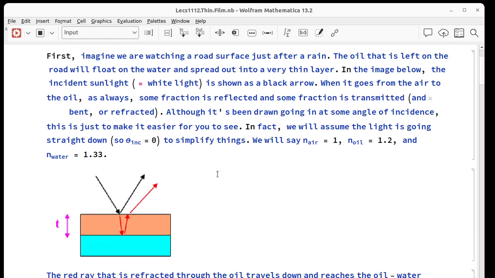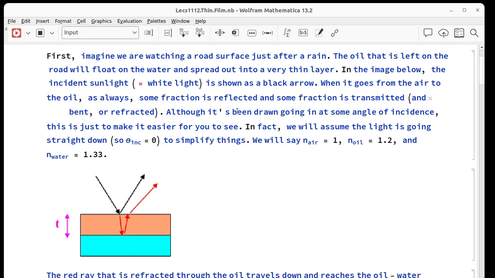So first, let's imagine we're looking at the road right after the rain. If there's oil on the road, the oil will float on the water. The incident sunlight we're showing here is a black arrow. It goes down through the oil, then through the water, and then it would hit the road, which is usually pavement, and when it's wet, it's very black, so not much will come back out. Also, we're going to assume that the light is coming straight down and going straight back out. I'm not drawing it like that so that you can see what's happening, but we're assuming you're basically looking down at your feet here.